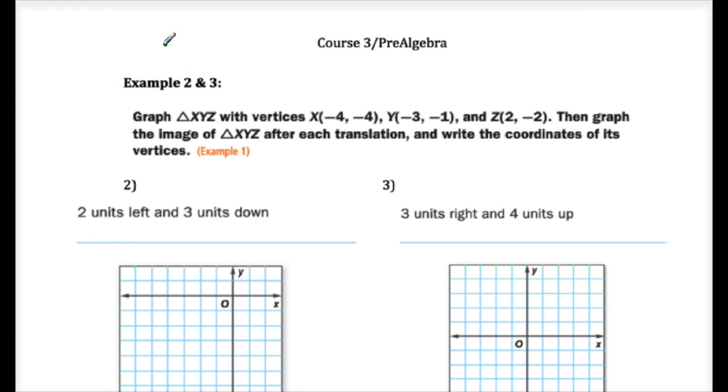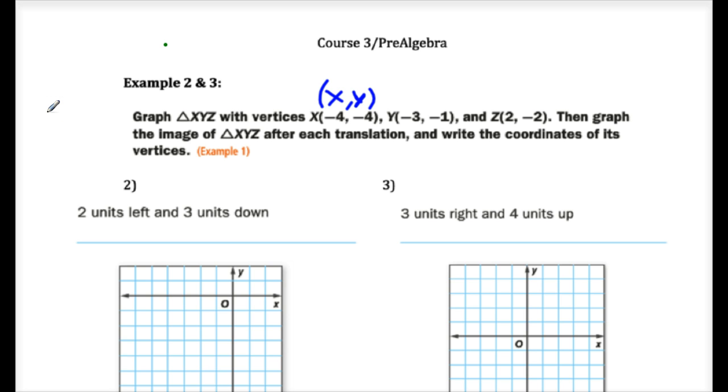Graph triangle XYZ. Last period got all bent out of shape with this because it was X, Y, and Z, and the coordinates are X, Y. Get it? If you want to change them to triangle ABC, might be better. But you don't have to. If you're smart enough to deal with X, Y, and Z, and then a coordinate is X, comma, Y, those two X's have nothing to do with each other. They're just together.